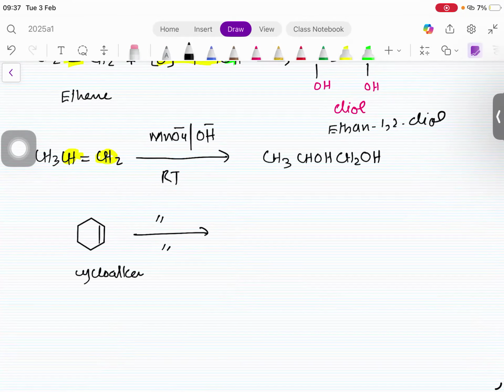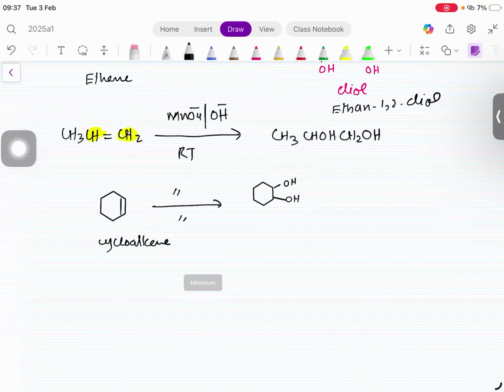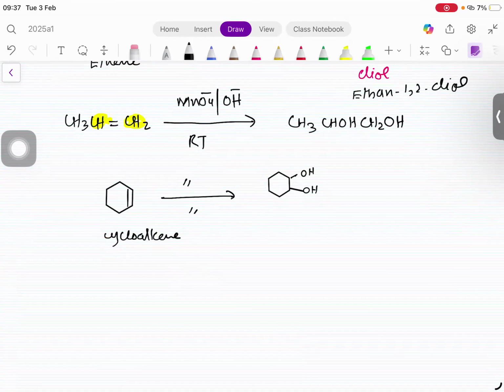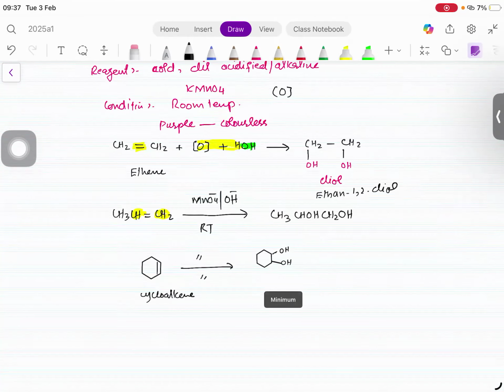But we know the concept. When alkenes undergo cold dilute KMnO4 at room temperature, the double bond breaks, and both carbons which had the double bond now have a single bond and two OH attached. So what will be the product? Yes, cyclohexanediol. Okay, right. So if there is more than one double bond, they turn into diols. It's straightforward, right? So when alkenes undergo mild oxidation, they turn into diols.